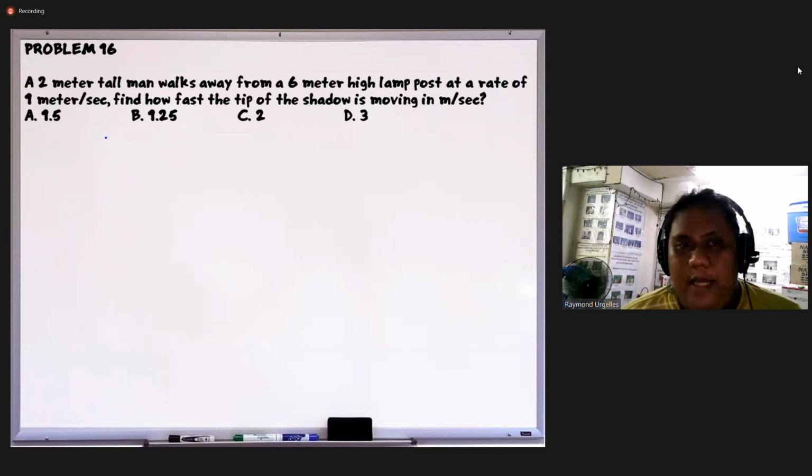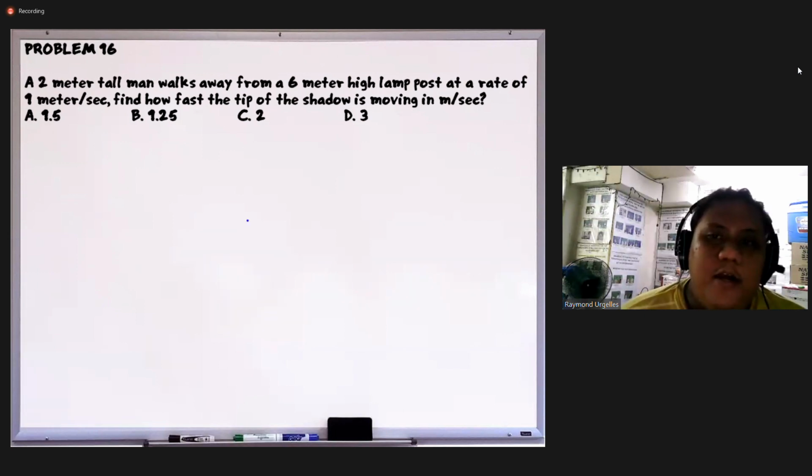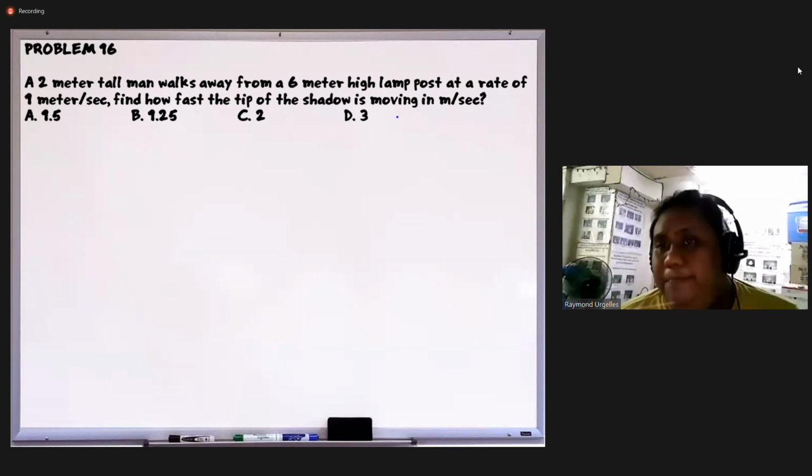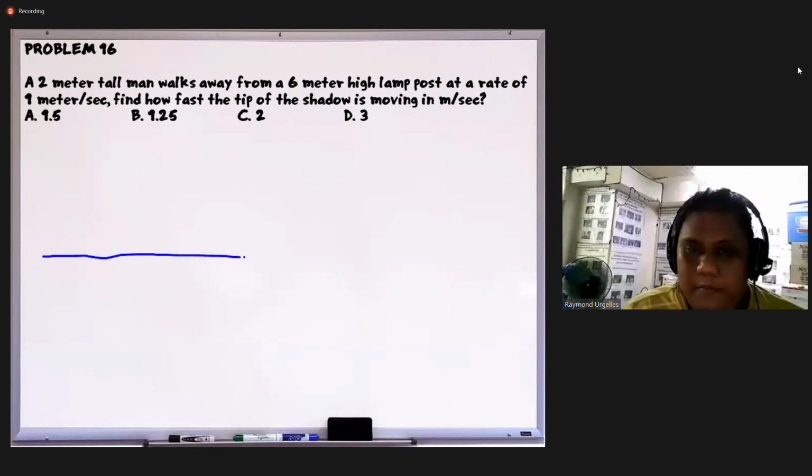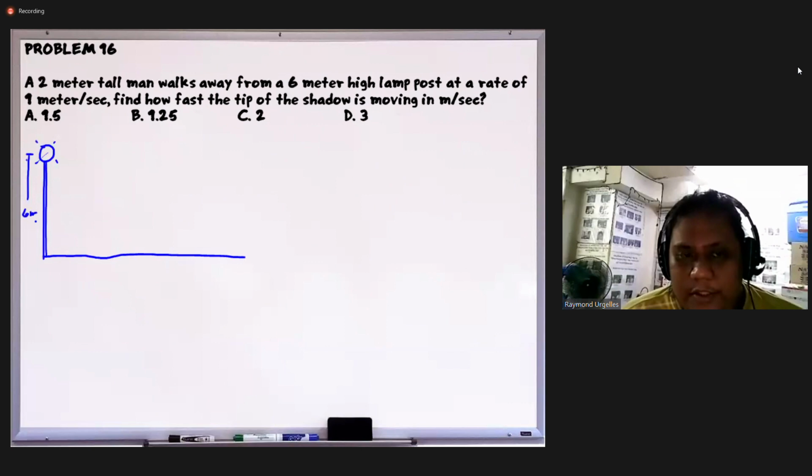So kaya parang dito sa problem na to, first, let's consider their initial position. So, we have a lamp post. Let's say ito yung ground. Then we have a lamppost, so let's say ito yung lamppost natin. Sabi dyan yung lamppost daw natin ay 6 meters high. So let's say ito yung 6 meters dito. So this is 6 meters.